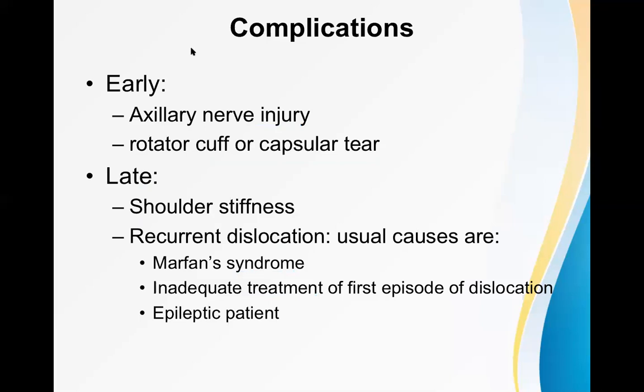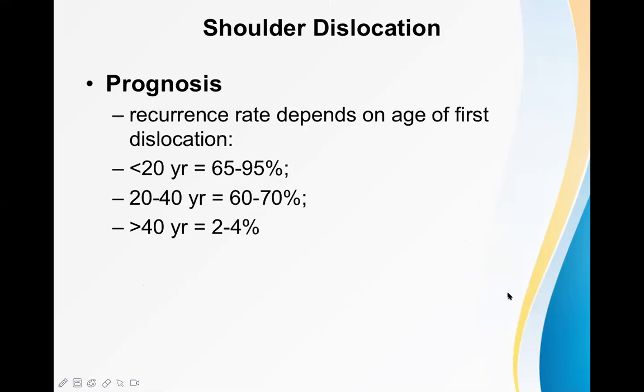Let's move on now. What's the prognosis of shoulder dislocation? What is the chance of recurrence in the future? If shoulder dislocation occurs at the age of less than 20 years, look at the chance of dislocation, it is very high, 65% to 95%. At the age of 20 to 40 years, 60% to 70%, and if it occurs after 40 years, then the chance of dislocation is 2% to 4% only. It may be associated with different etiology.